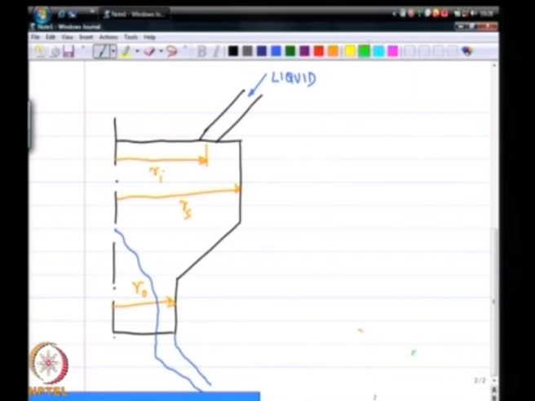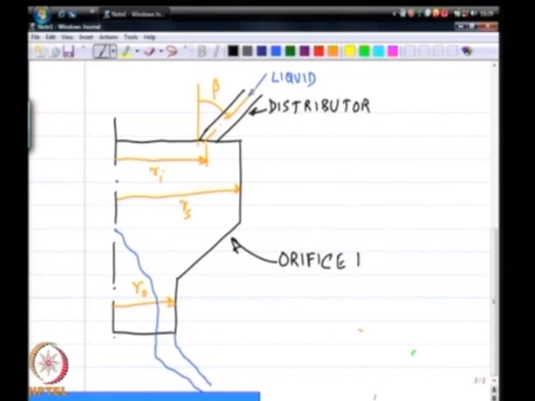Okay, we will start by looking at the schematic itself. The atomizer in question has two parts to it usually. There is a fuel distributor, so we will call this part the distributor, and this part is often called the orifice plate. So, the simplex atomizer at its heart has two parts to it.